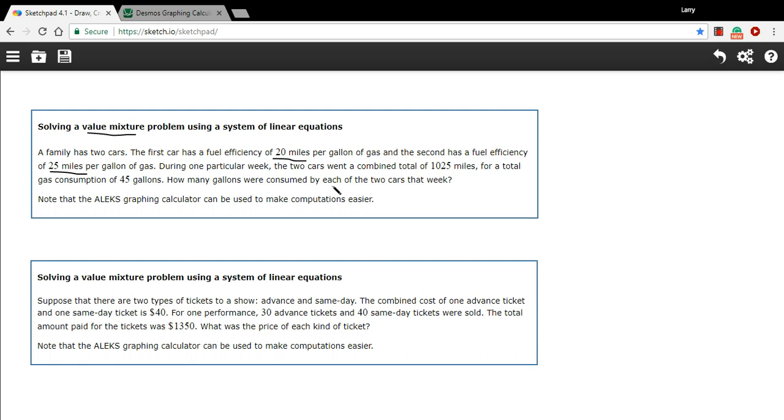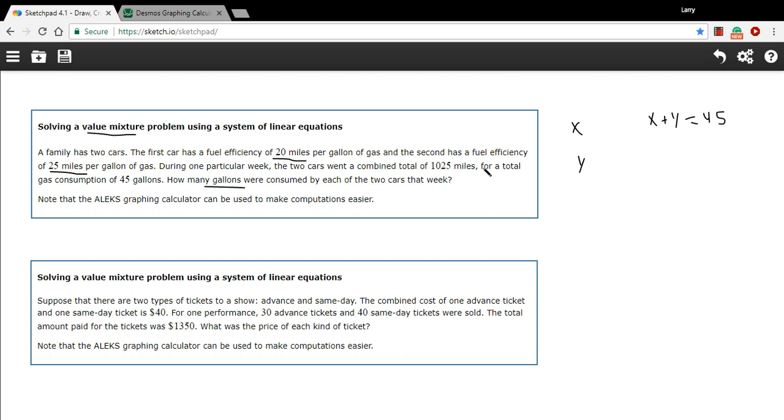So let's call the two cars X and Y. So there's car X and car Y. And what this X and the Y is going to represent is what we're looking for. That is how many gallons. So this is the gallons of gas X used. This is the gallons of gas Y used. Right away, we can write one equation because they're telling us a total of 45 gallons of gas was used in that week. So one of our equations will just be X plus Y equals 45. Okay, that one's easy enough.